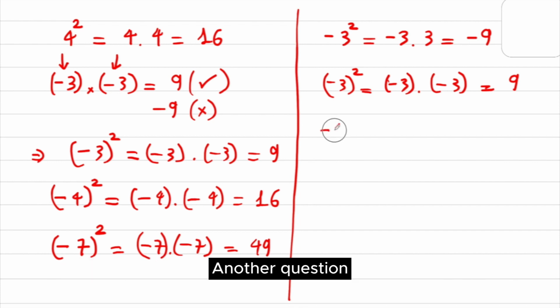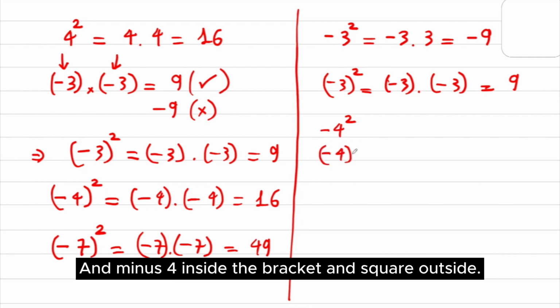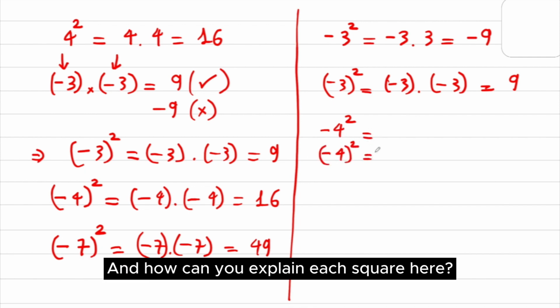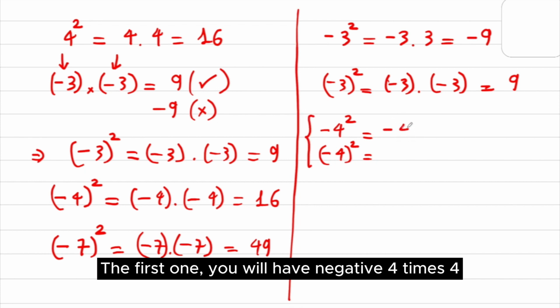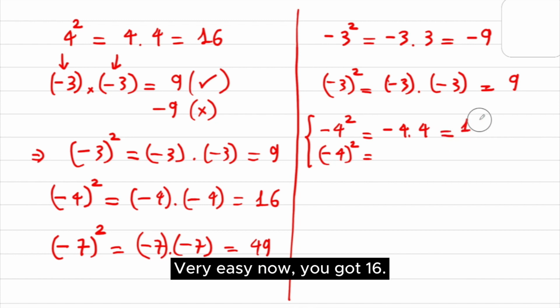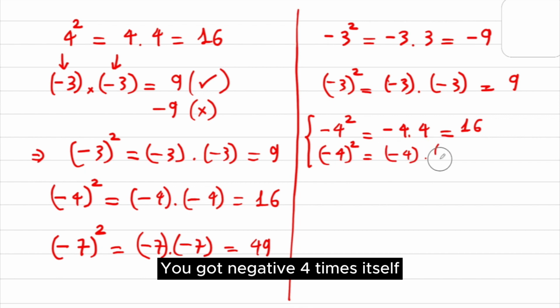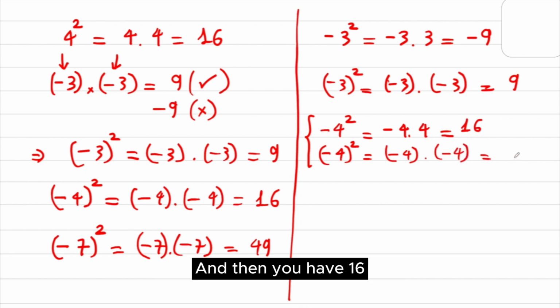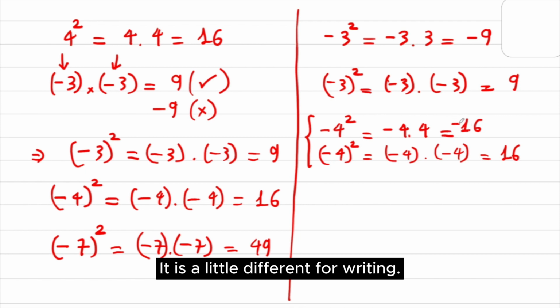So another question: you have negative 4 squared, and negative 4 inside the bracket and squared outside. How can you explain the square in here? The first one, you will have negative 4 times 4. Very easy now, you got negative 16. And for the second one, you have negative 4 times itself, and then you have 16. For this one, you got minus 16. Okay, they are a little different in writing. Be very careful about this one.